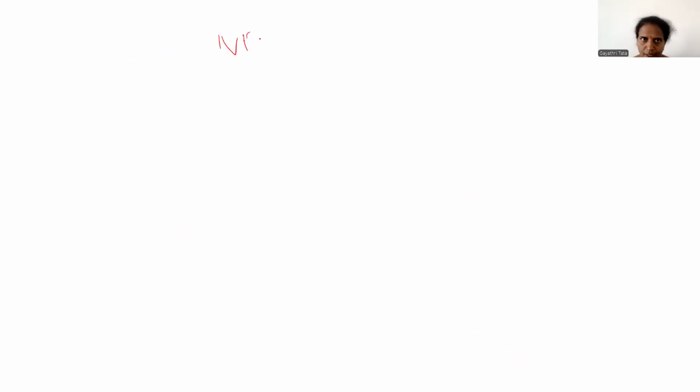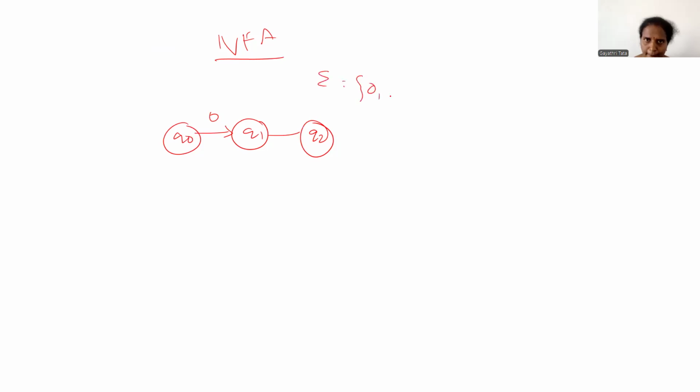So for example, NFA. We can take one automata: Q naught, Q1, and I'm taking Q2. Here it is reading 0. For example, my input alphabet is 0, 1. Here it is reading 0, and here also it is reading 0, right? And next Q2 reading 1, and here it is the final state. So now we'll see the transition function.